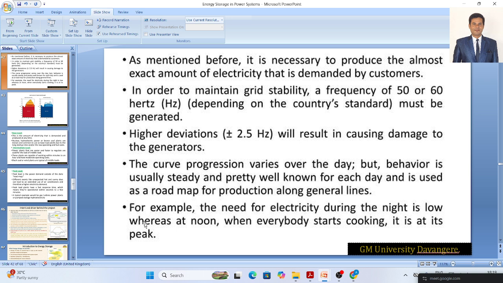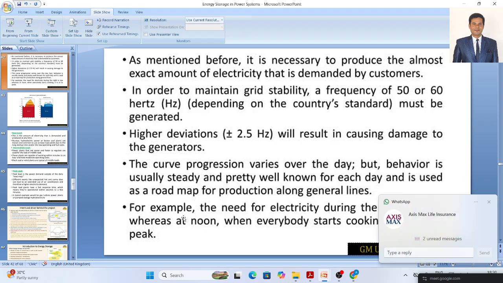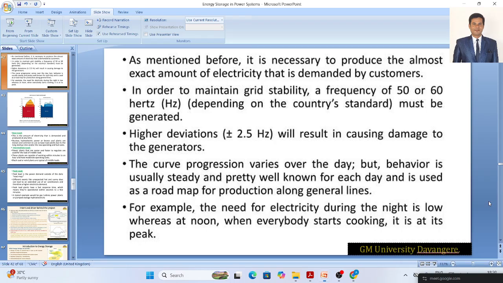Okay, so that is what they are telling. For example, the need for electricity during the night time is low, whereas at noon everybody starts cooking, isn't it? So that is the peak time. In the morning also everybody starts cooking, in the night also everybody starts cooking. That is based on the energy usage. So try to use your energy consumption only whenever there is a need.